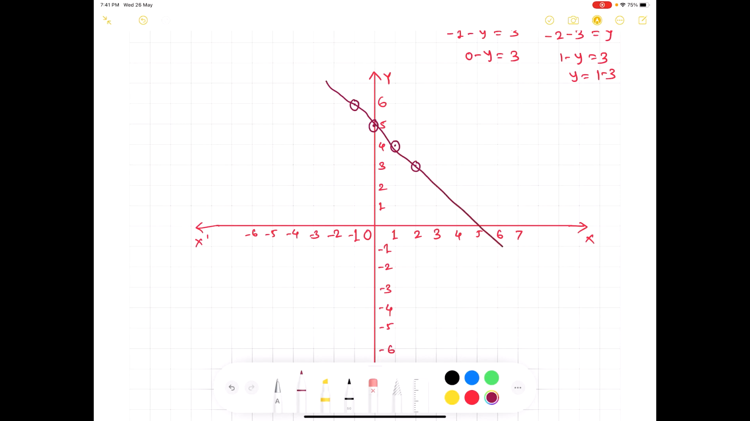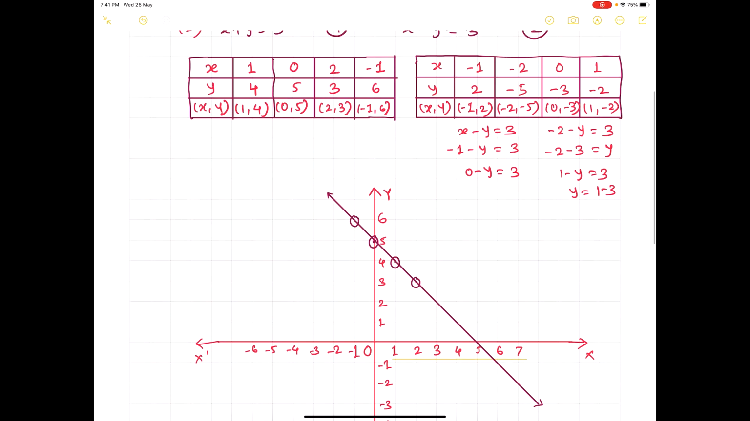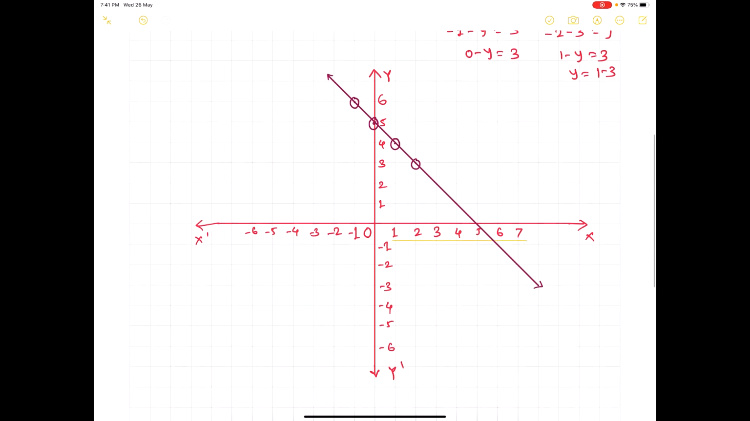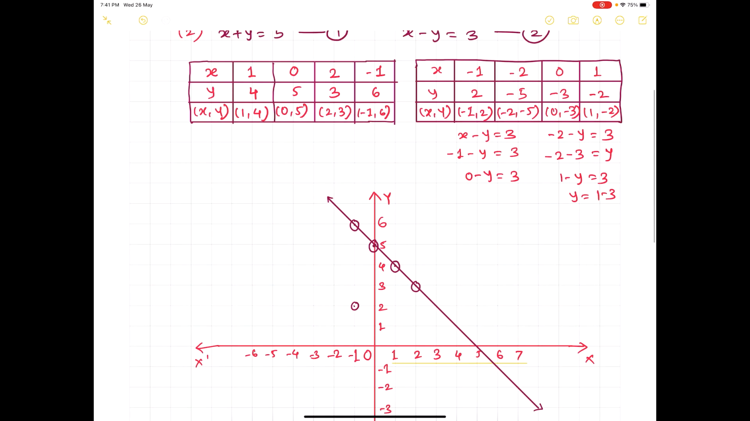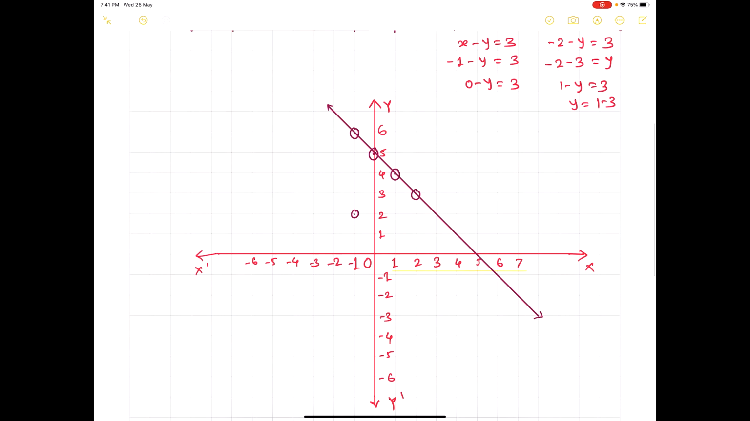Now I am drawing a straight line which is passing through these points. Next, for equation 2, (-1, 2). So this will be the point. Next is (-2, -5). Minus 2 is the x coordinate, minus 5 the y coordinate. Let me check once again. So this will be the point, (-2, -5).